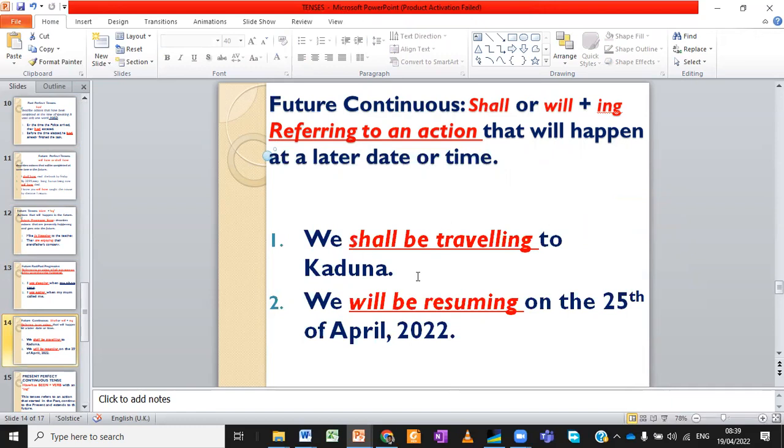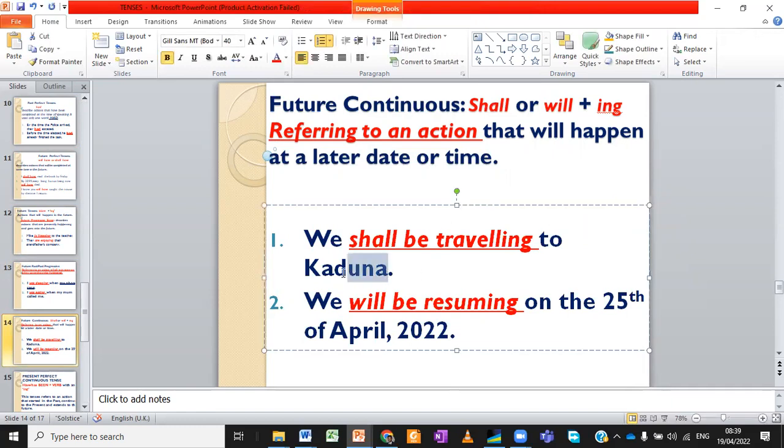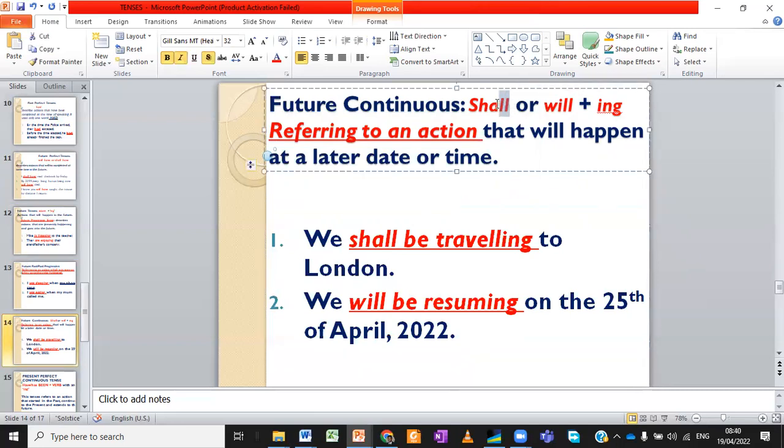We shall be traveling to Kaduna. No, I don't think you guys really travel to a Nigerian state. So we shall be traveling to London. We will be resuming on the 25th of April, 2022. It refers to an action that will happen at a later time. And you find will or shall.